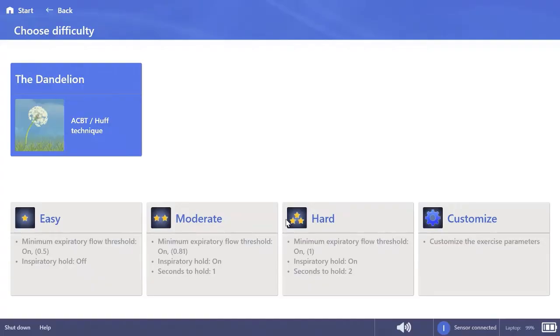And as the patient is going through each of these 3 active cycles of breathing, they can choose to move forward or backwards to repeat any of the portions of this exercise. And their breathing will be represented by this dandelion, and we'll talk about what that looks like as we go through.